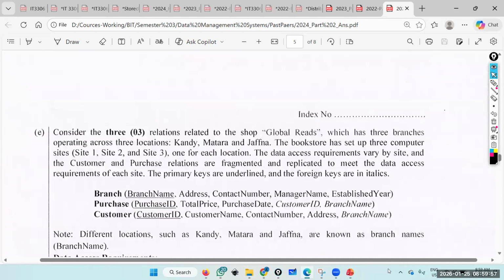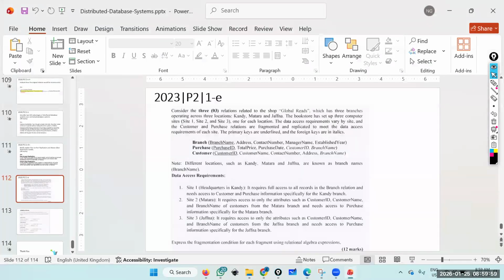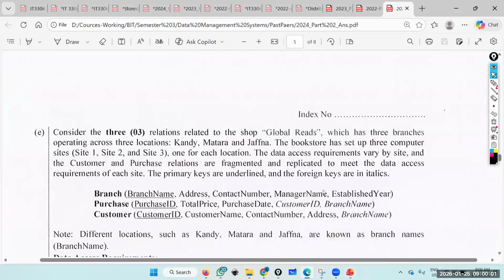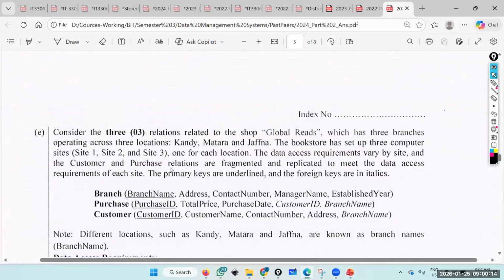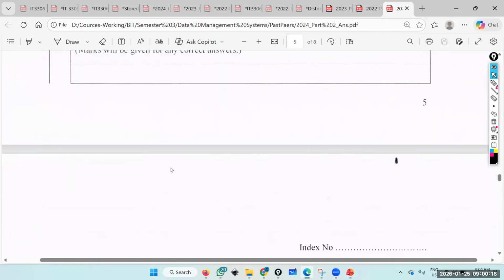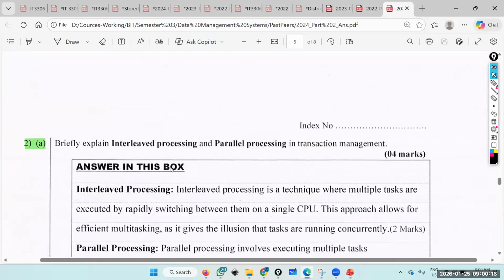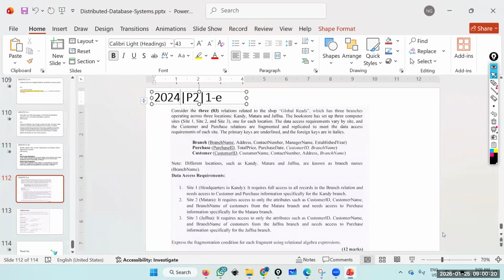This one, right? Branch, purchase, customer. Yeah, so this is basically 2024 E. Okay, 2024 E. Right, so for 2024 we have E. Yeah, only E. Okay, only E.